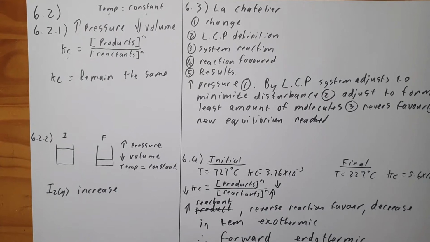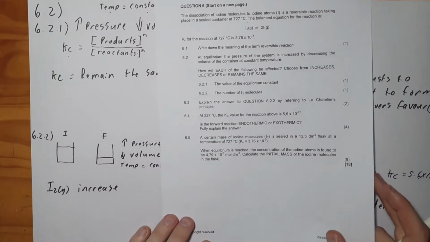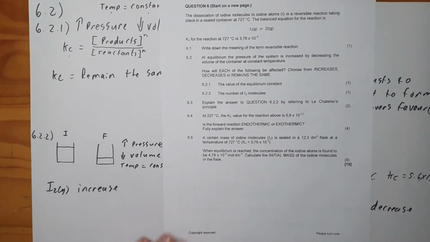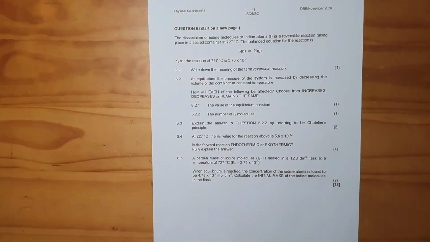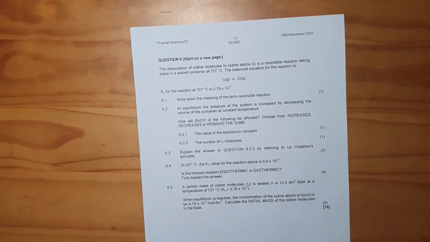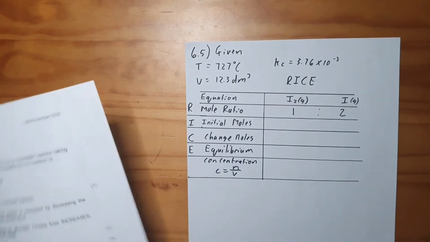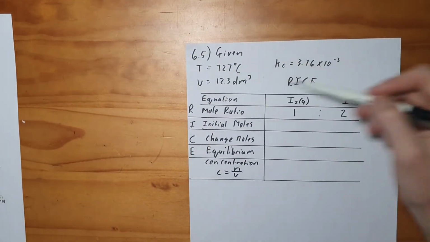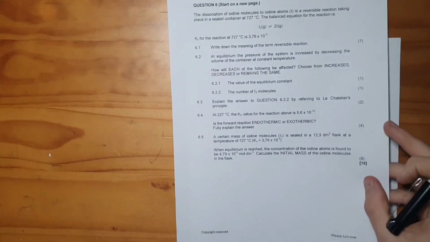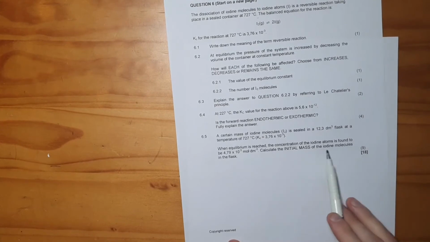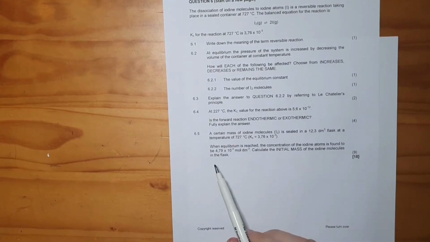Okay, now let's have a look at question 6.5. So 6.5 is your equilibrium calculation. It's worth 9 marks. It's quite a lot. Okay, so for this, I'm going to do it on a separate piece of paper. Everything that's given over here, I've indicated over here. And what it's asking is calculate the initial mass of iodine molecules in the flask.